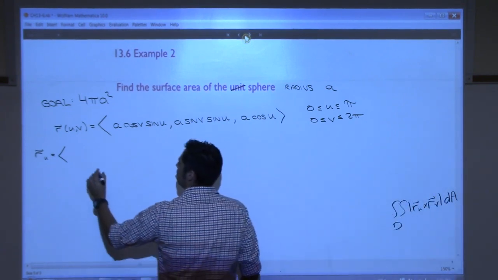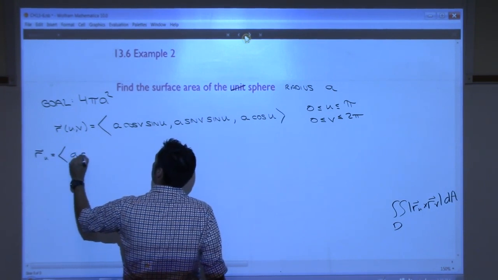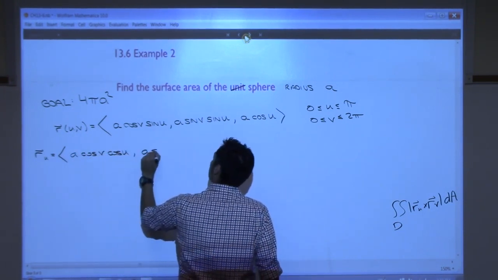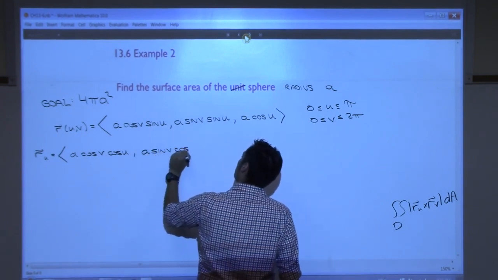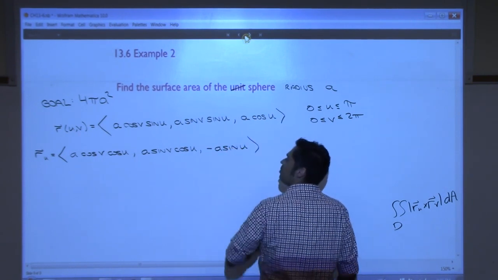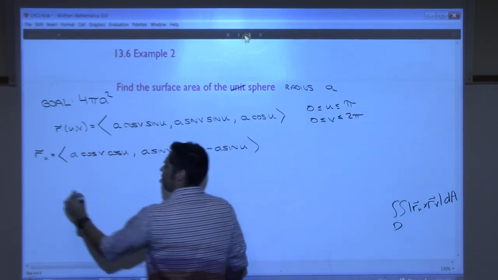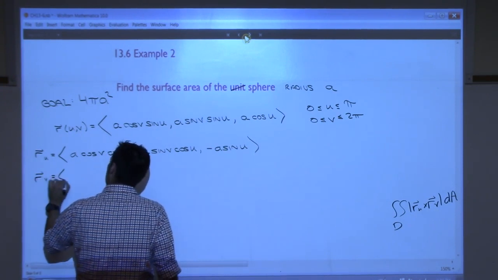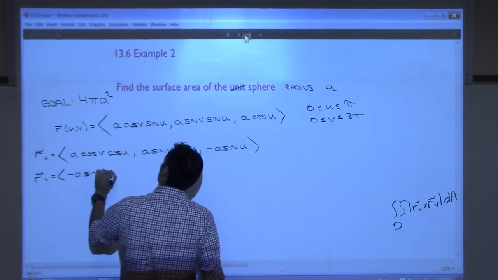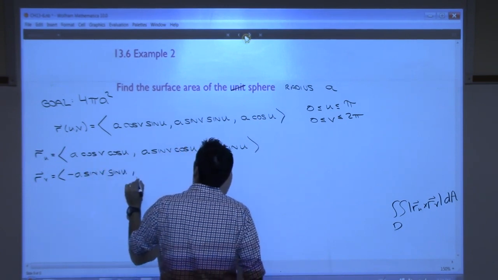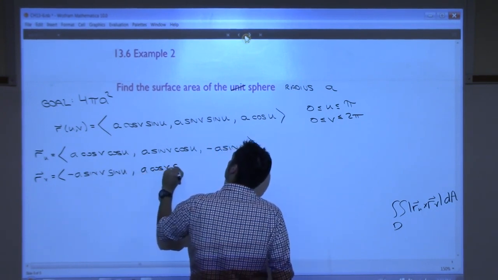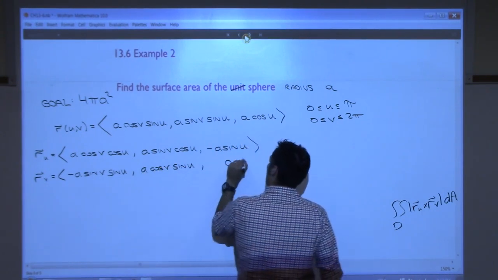Let's do this first partial. With respect to u, it would be a cosine v cosine u, a sine v cosine u, and then negative a sine u. Right? That's what that first one would be. Partial with respect to v would be negative a sine v sine u, a cosine v sine u, and 0, right?